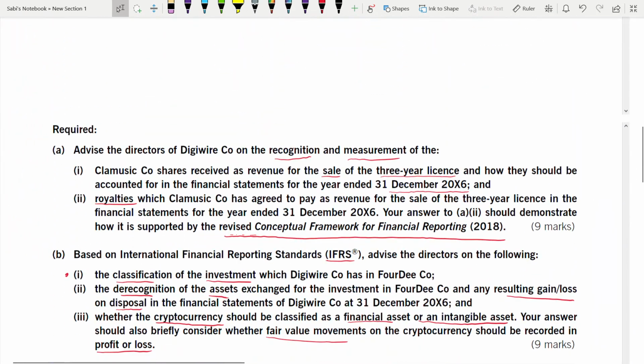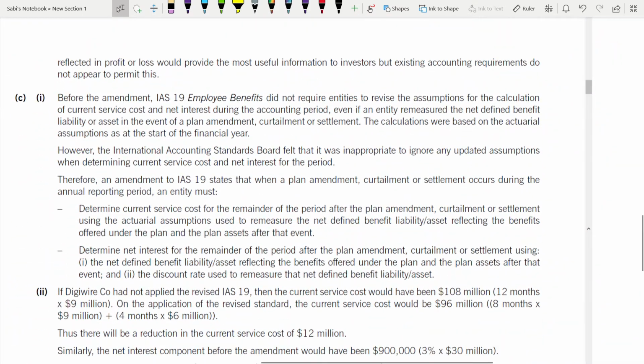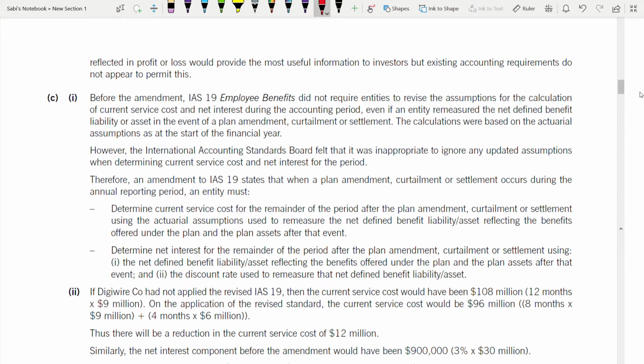Right? Let us see. Even if it is for 3 marks, just see how many lines they are writing. Before the amendment, IAS 19 did not require entities to revise the assumptions for the calculation of current service costs and net interest during the accounting period, even if an entity remeasured the net defined benefit liability or asset in the event of a plan amendment, curtailment, or settlement. The calculation was based on the actual assumptions at the start of the financial year. Okay, from IAS 19 only, you have to tell this. This paragraph has to be there.